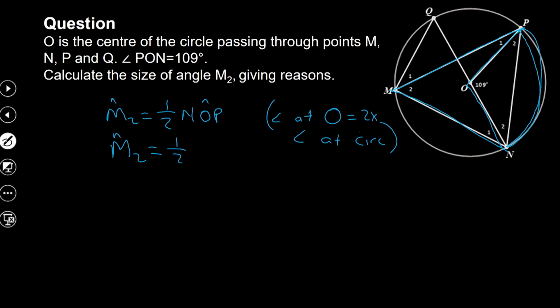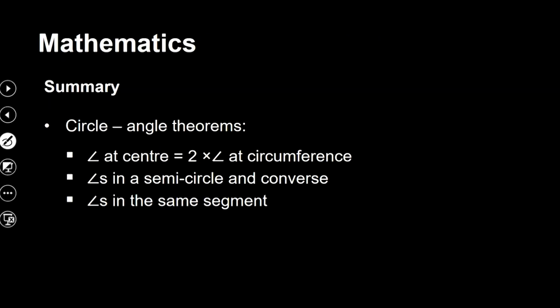M2 is equal to 1 over 2 times 109 degrees, and half of 109 will then be 54.5 degrees. Yes, I think that will be 54.5 degrees. And that's what you will then need to do to solve that. At the last point here, you don't need a reason, guys, because why? It's just basic algebra and using your calculator to do that.